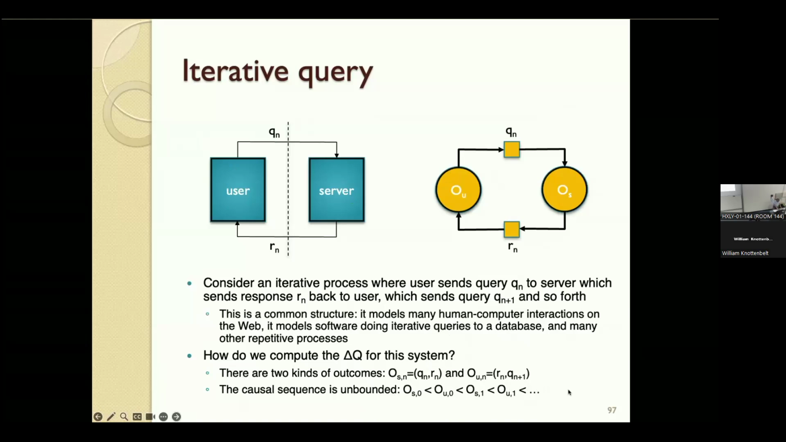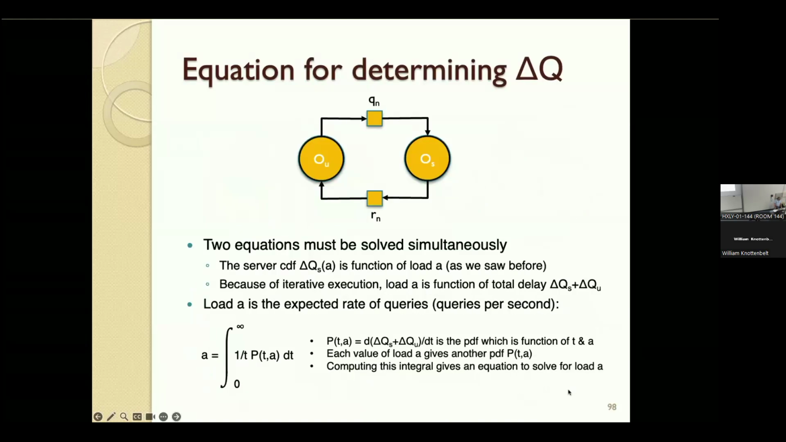That's interesting. Let's write down some equations for that. I'll make some simplifying assumptions. We'll say the server's delta Q is a function of load, and we will assume that delta Q of the user is some constant, the thinking time of the user. And the load is a function of the total delay. So the total delay is the sum of both. That's one iteration. So the load A is the expected rate of queries.